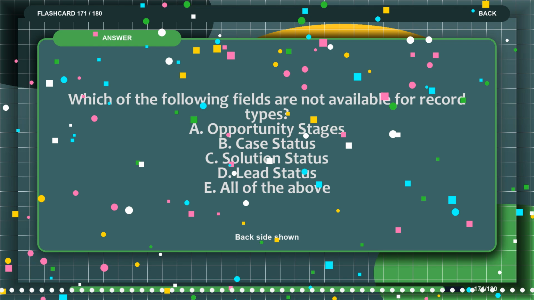The answer is: which of the following fields are not available for record types? A. Opportunity stages. B. Case status. C. Solution status. D. Lead status. E. All of the above.